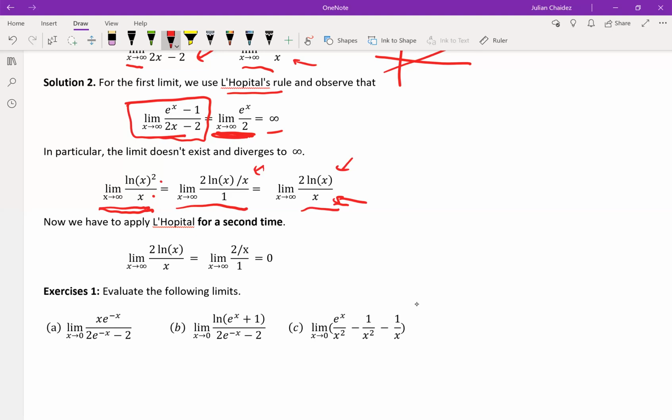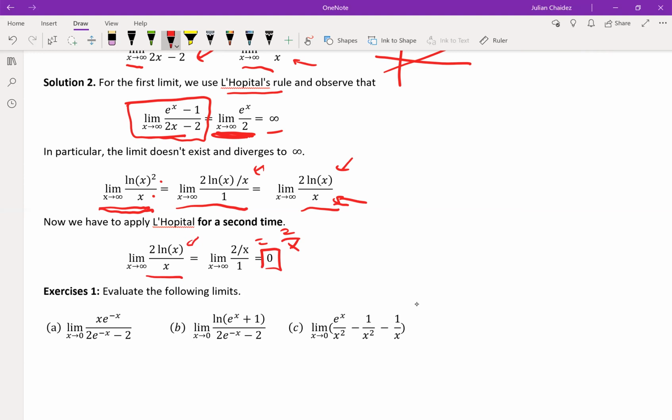If I apply L'Hopital a second time, I see that this limit, 2 ln x over x, is equal to the derivative of the top, that's 2/x, over the derivative of the bottom, x, that's 1. And now I see that this is equal to just 2/x. So the limit of that as x goes to infinity is 0. And so that gives me a well-defined limit.